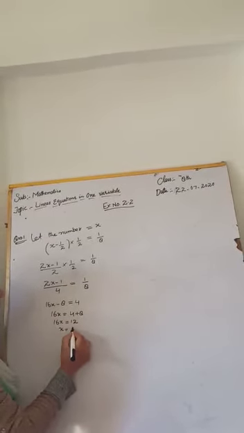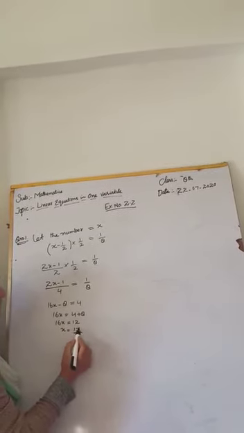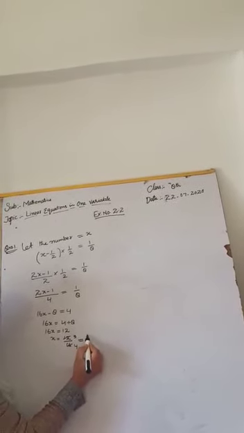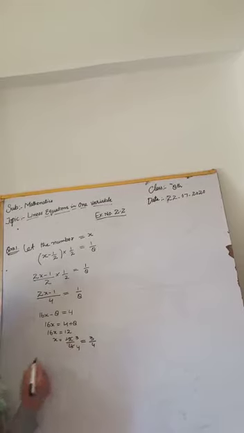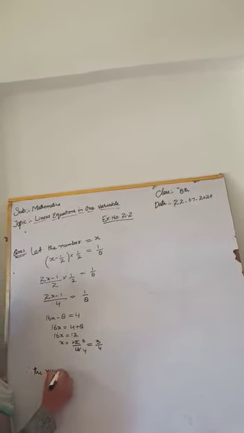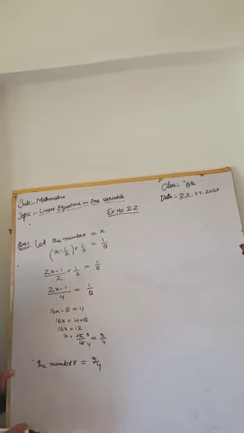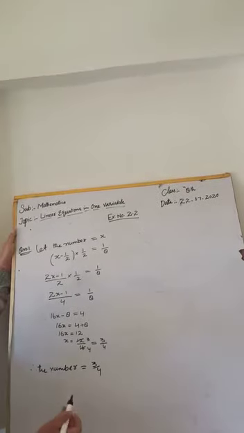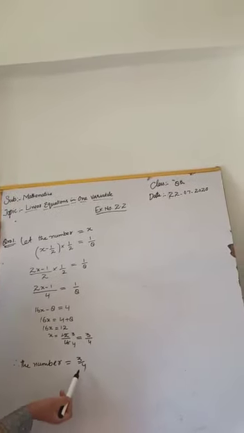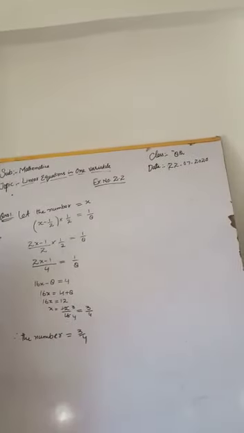x will be equal to 12 over 16, and this 16 will come out in division, and we will get the result as 4 3s are 12, 4 4s are 16, and we will get the value of this number as 3 by 4. So therefore the number will be equal to 3 by 4. That means if we subtract this 1 by 2 from 3 by 4, and multiply this whole result by 1 by 2, we will get 1 by 8.